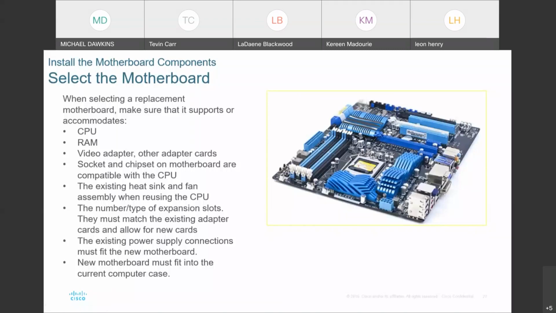You also need the socket and chipset on the motherboard to be compatible with the CPU that you have. If you're buying a CPU, you have to ensure that it's compatible with the motherboard. If it is compatible with the motherboard, then you don't have to think too much about the chipset. The existing heatsink and fan may not work, so you have to buy a new one, and I mentioned that earlier. They must match the existing adapter cards and allow for a new card. That's what you're talking about, the expansion slots.